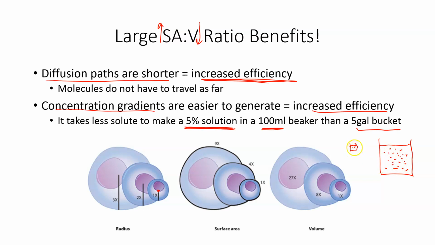This cell can be more efficient with less solute. It's just like smaller cars are more fuel efficient than larger cars because they take less gas to operate. Increased efficiency.